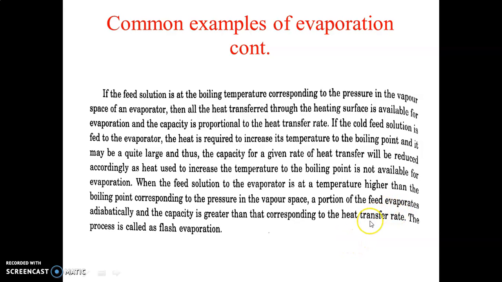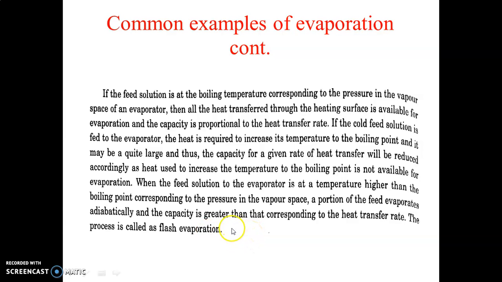Therefore, that type of evaporation is called flash evaporation. If you feed the evaporator above the boiling point temperature, the evaporation takes place adiabatically. That means no additional heat is required, delta Q is equal to 0. This is known as adiabatic. So the capacity is much higher or greater. This topic is called flash evaporation.